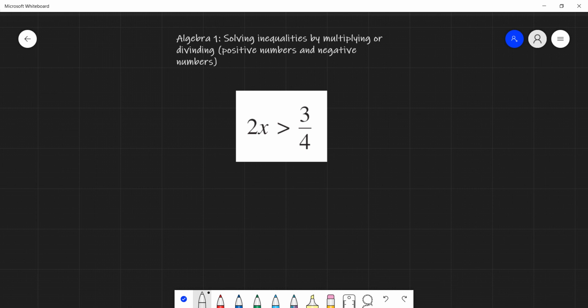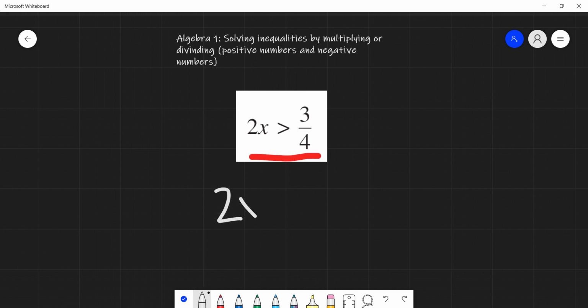And I'm just going to say one thing before I start the video, which is that solving inequalities is just exactly like solving equalities, except what you're doing is replacing the equal sign with an inequality sign. So noting that, let's solve this inequality over here. 2x is greater than 3 over 4.